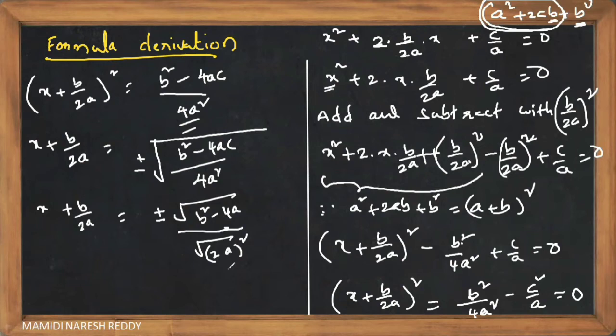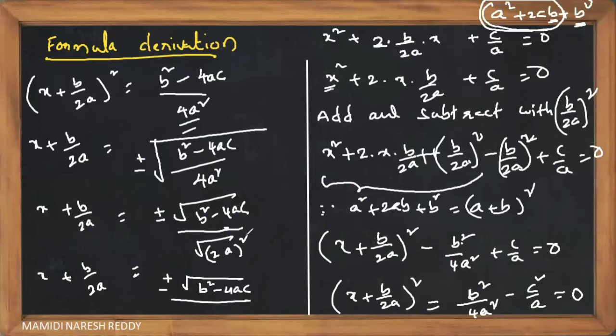Got it, children? Sir, you forgot the b. Right, okay, I forgot. Now children, see, x plus b by 2a is equal to plus or minus under root of b square minus 4ac by a square root gets cancelled, children. We get the 2a in the denominator. Any doubt?